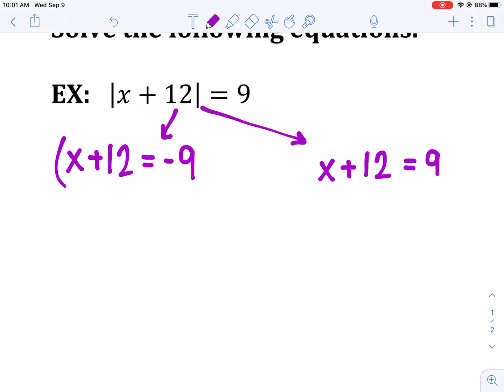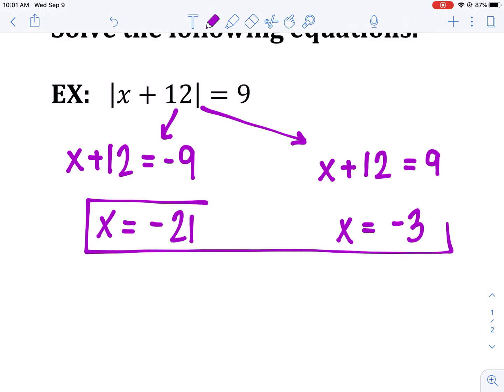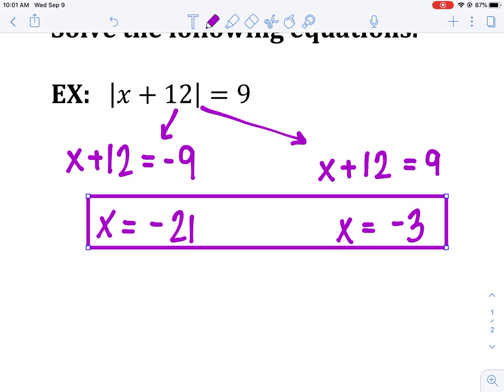This in an absolute value would give me +9. This in an absolute value would give me +9. Okay, so I'm not changing anything. Notice the sign from the absolute value is still there, but the answer can be positive or negative. Now we solve both, so subtract 12, -21. Subtract 12 again, you'll get -3. These are your two answers that will make this a true statement.